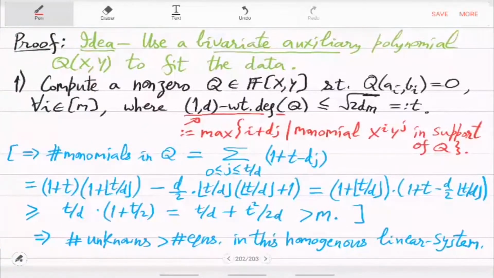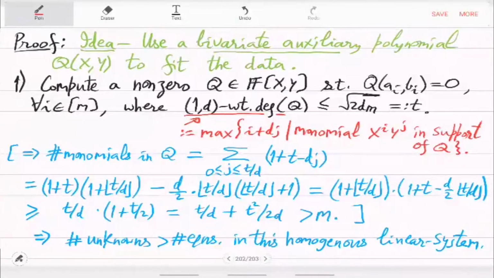This is the step and also the analysis. So it can actually be computed, and since it is as simple as solving a linear system, you can do this in polynomial time. It will always exist. One option at least will exist. So you have a Q that is fitting the data, and its (1, d) weighted degree is at most t.